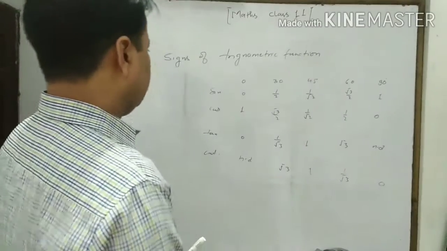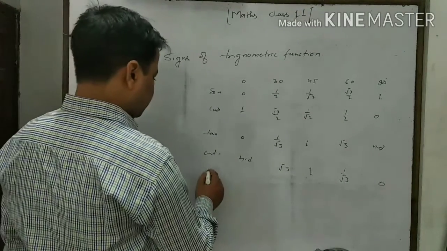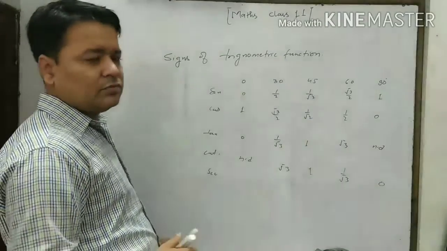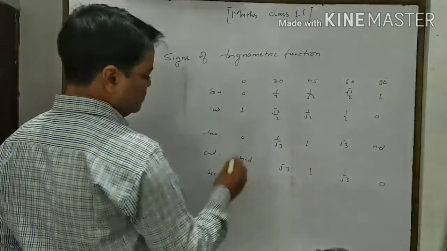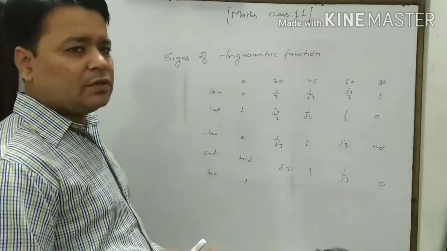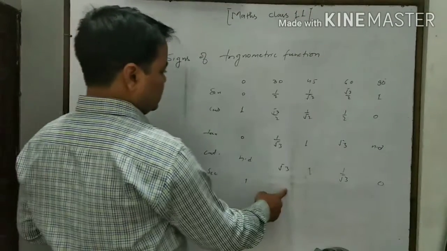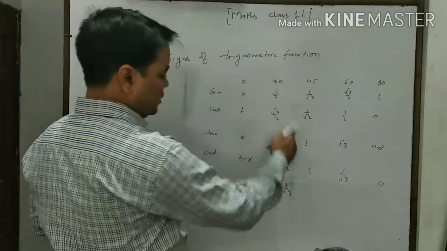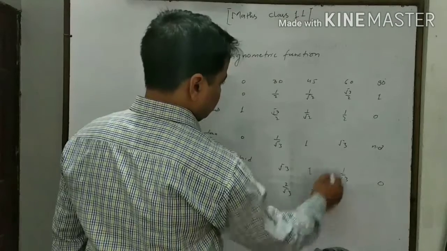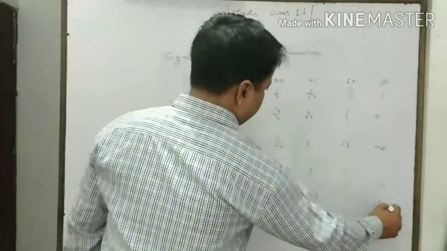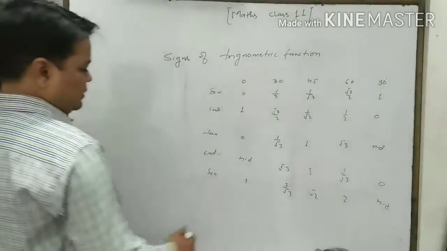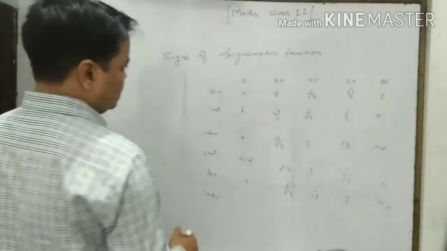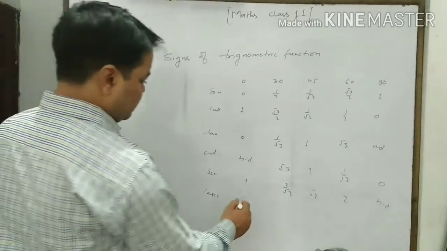After that write here sec 0 is equal to 1 upon cos 0, that will be 1. Sec 30 is equal to 1 upon cos 30, means 2 by root 3. Reciprocal of this, we write here root 2, reciprocal of this 2, and here not defined. Again cosec 0 is equal to 1 upon sin 0, so 1 upon 0, that will be not defined.